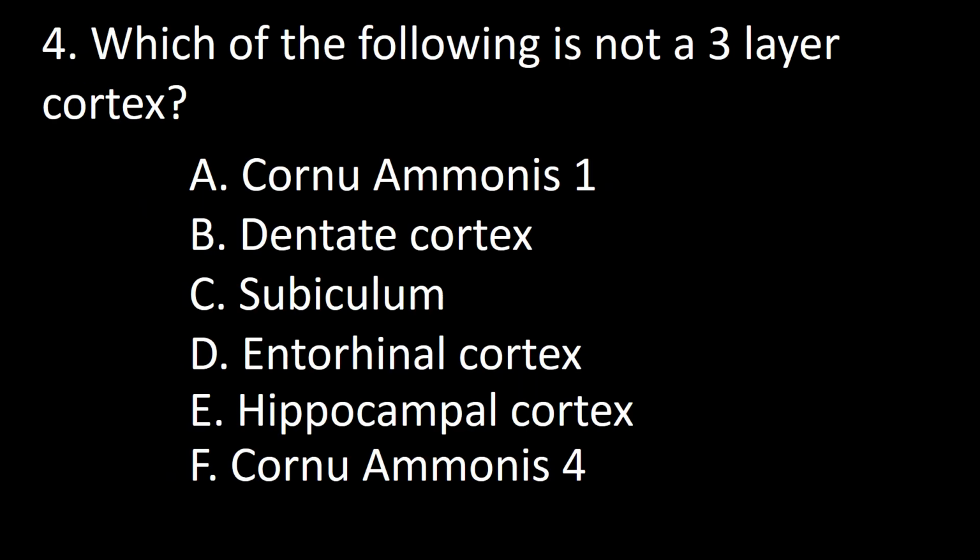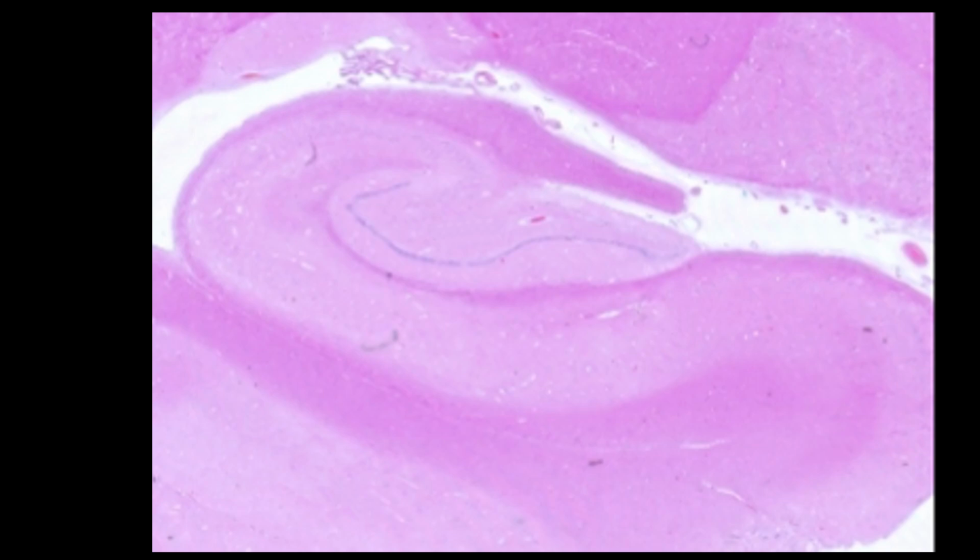Next question. Which of the following is not a three-layer cortex? A. Cornu ammonis 1, B. Dentate cortex, C. Subiculum, D. Entorhinal cortex, E. Hippocampal cortex, F. Cornu ammonis 4. This is an enlargement of the previous specimen.